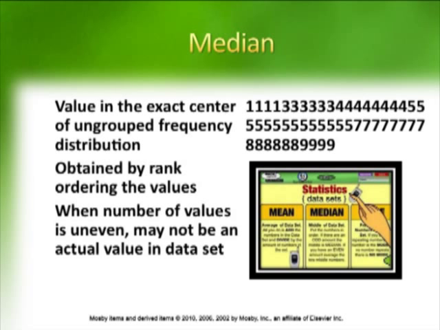Now write down the following numbers: 2, 2, 3, 3, 4, 5, 6, 7, 8, and 9. The value that divides the cases exactly in half is 4.5, which is the median for this set of numbers. The point that has 50% of the numbers above and 50% below is halfway between 4 and 5.